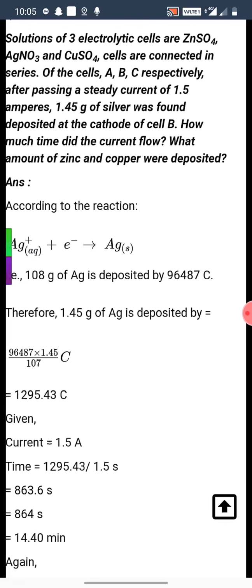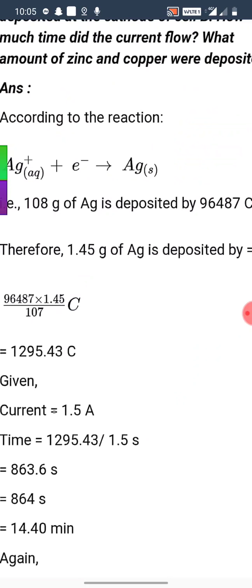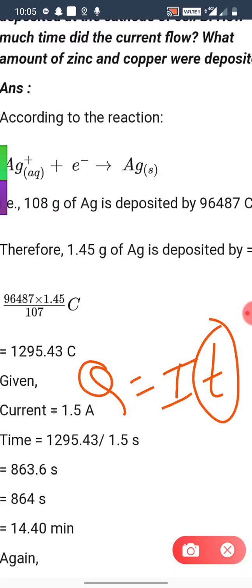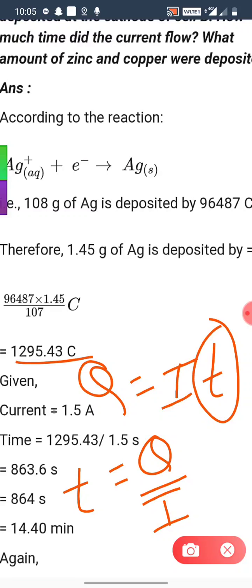Now moving on to the other given data. The value of current is given to you, that is 1.5 ampere. Now you have the formula Q equals IT. Since you have to find the time, obviously the time equals Q by I. You have the value of Q from the above calculation and I is given in the question. So the time will come out to be 14.40 minutes. I hope this much part is clear.